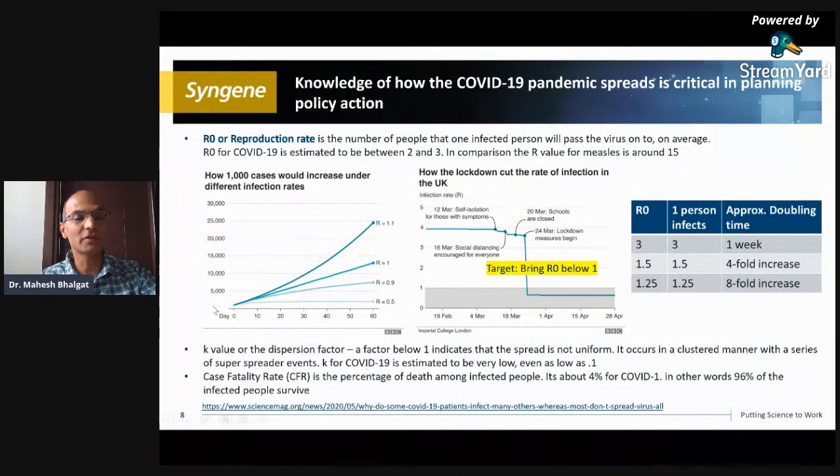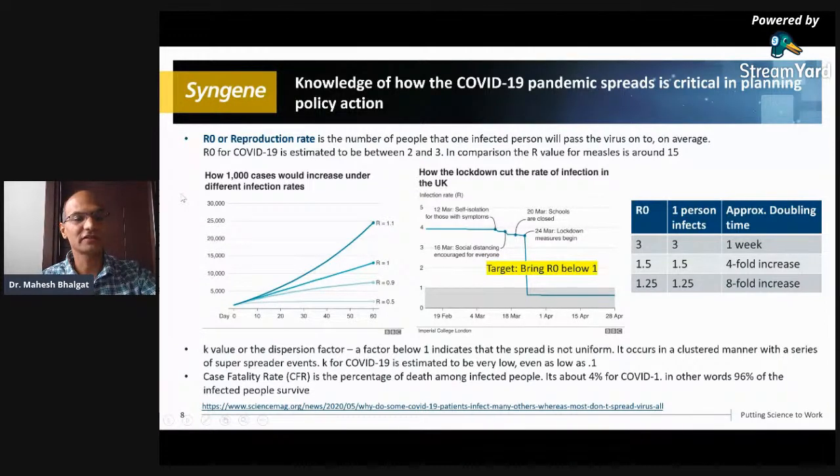Now, there are a number of components to flattening the curve, and this is a very busy slide. I'll take you through it little by little. There is something called the reproduction rate, or the R naught, or the R value. Now, for COVID-19, it's estimated between 2 and 3. It does change, and it varies depending upon a number of factors. But what it refers to is how many people can one person infect once they have been infected.